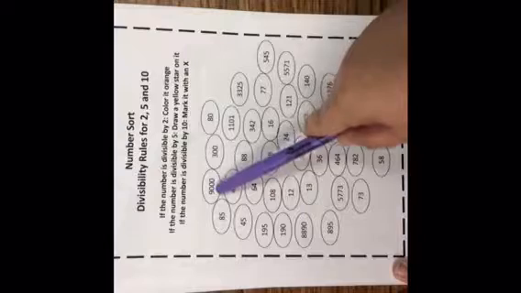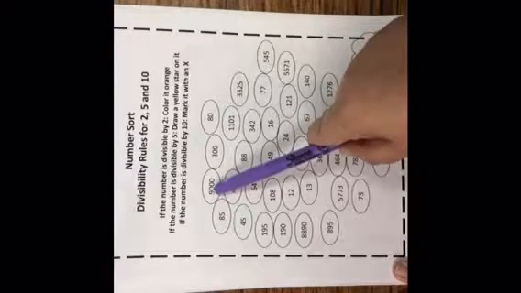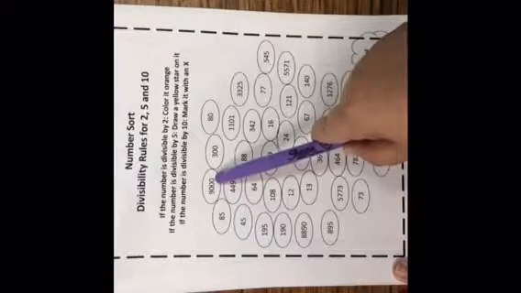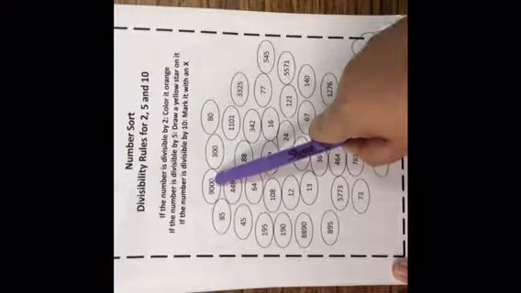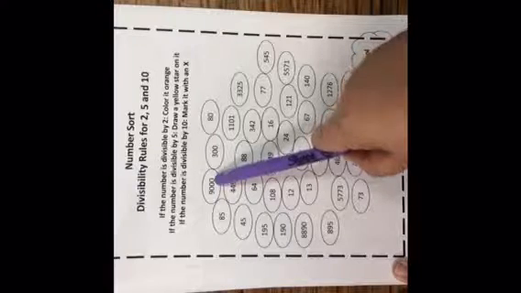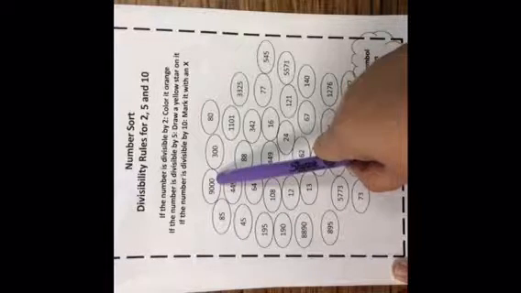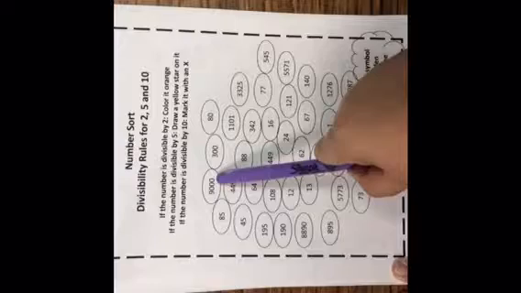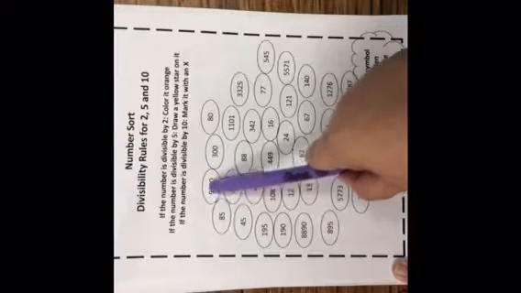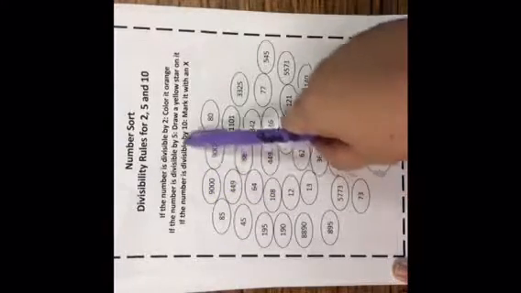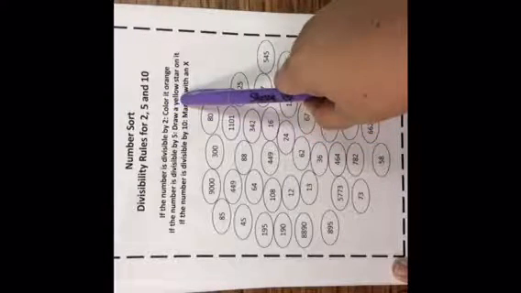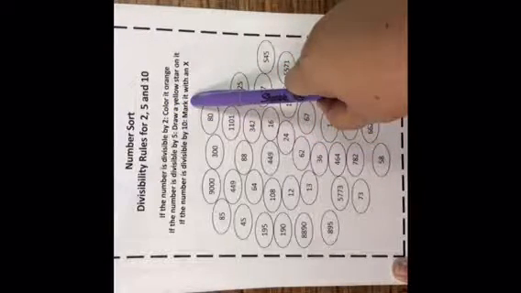An example would be 9,000. It's divisible by 2 because it has a 0, an even number, in the last digit's place. It's also divisible by 5 because it has a 0 in the last digit's place. Lastly, it is also divisible by 10 because it has a 0 in the last digit's place. So this is an example of one of the numbers that will be colored orange and have a yellow star and be marked with an X. And that's okay. That's all right to have some of those.